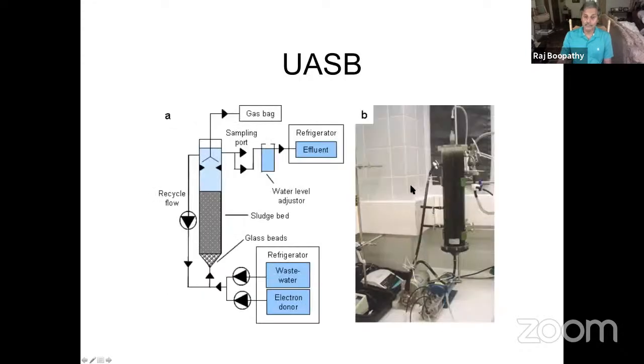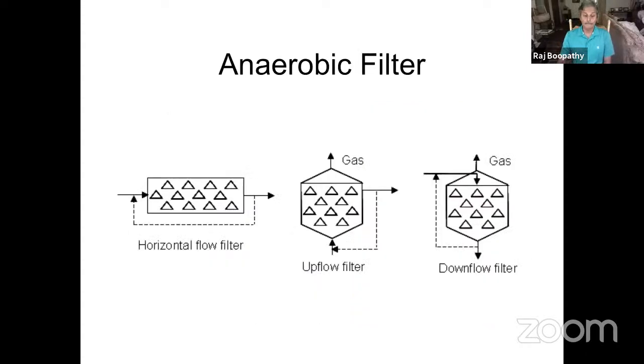Just to show you a lab setting of USB treating a food industry wastewater. You can create your filter in any type of design you want. You can have a horizontal flow, or vertical flow, or upflow, or downflow, depending on what type of waste you're dealing with. Okay.